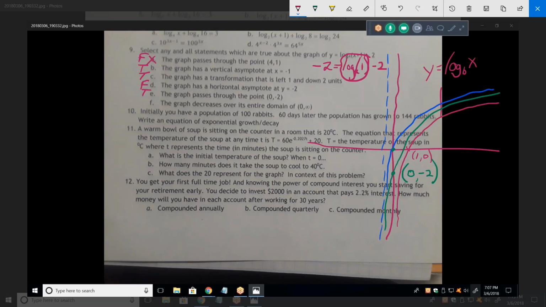Negative infinity to infinity? No. Or actually, no, it's -1 to infinity. Sorry. Correct. In other words, what they gave you was the domain of my red, the non-transformed parent function. But nonetheless, is that true or false? It's false. Yeah, it in fact increases the entire domain.